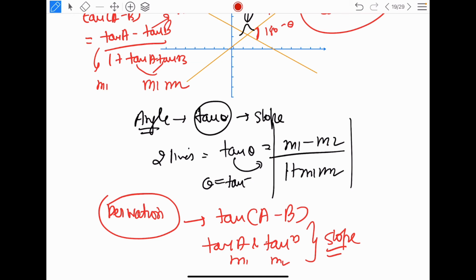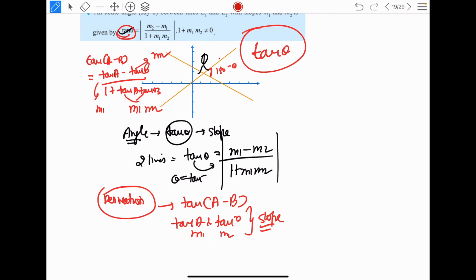So tan A and tan B are the angles that it is making with the positive x-axis, and that is my slope. To get this formula, the main thing you need to understand is that slope is tan theta. Secondly, when I'm talking about theta and 180 minus theta, which are the angles between the lines, I can use my formula of tan(A minus B) instead of 180 minus theta. Tan(A minus B) is tan A minus tan B upon 1 plus tan A tan B.